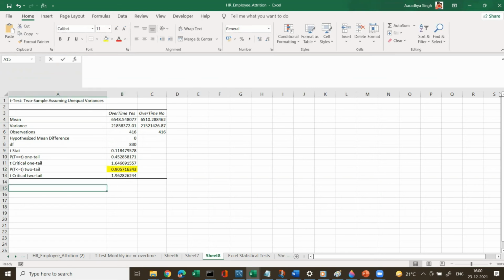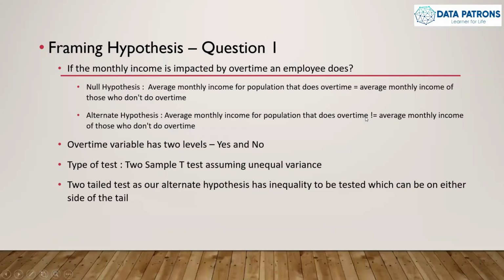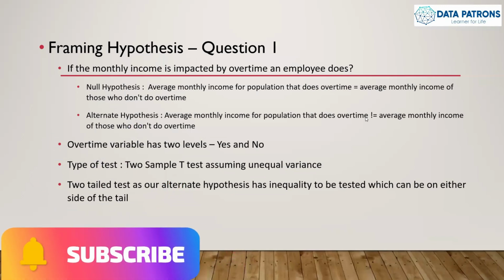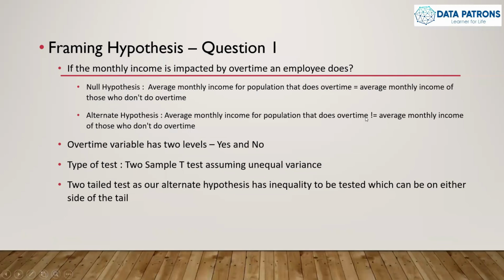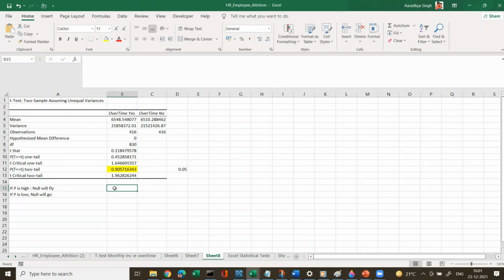Now, there is a rule. If P is high, null will fly, and if P is low, null will go. So, as you know, we always reject or fail to reject the null hypothesis. Here, when this probability is compared for the two-tailed test, it is compared against an established alpha of 0.05, which is what we used when we were doing the Z-test. When I compare 0.9 to 0.05, our p-value is higher than alpha. So if P is high, my null will fly. My null hypothesis is going to stay, which means I fail to reject the null hypothesis.